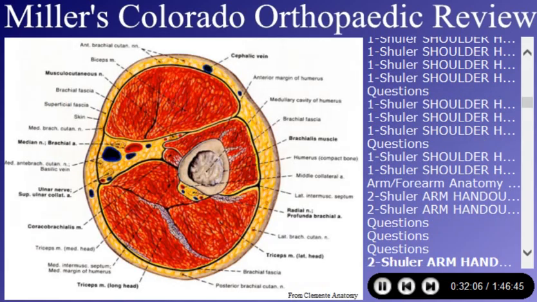This I just showed you. This is from Clemente's anatomy. It's a good cross-sectional diagram just to highlight some of those. Right here, median nerve, as we said before. Medial antebrachiocutaneous nerve is actually now its relationship directly to the basilic vein.